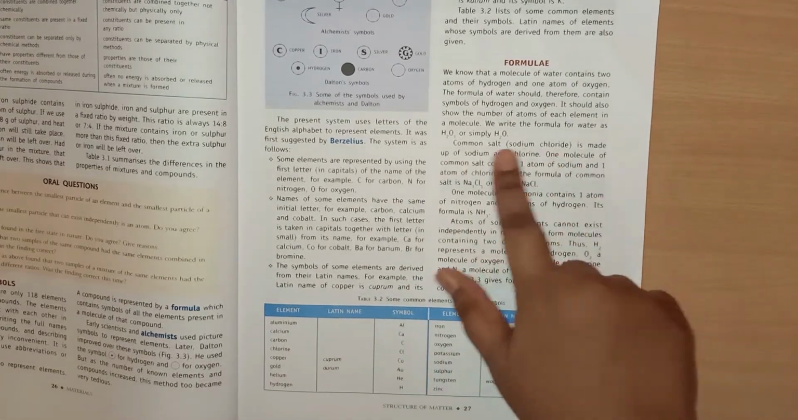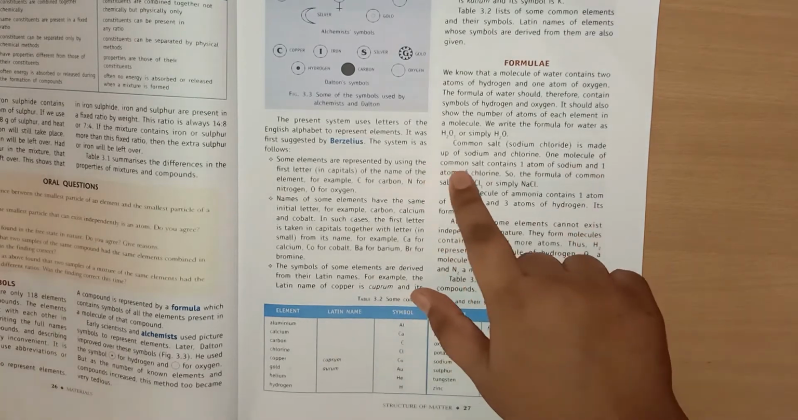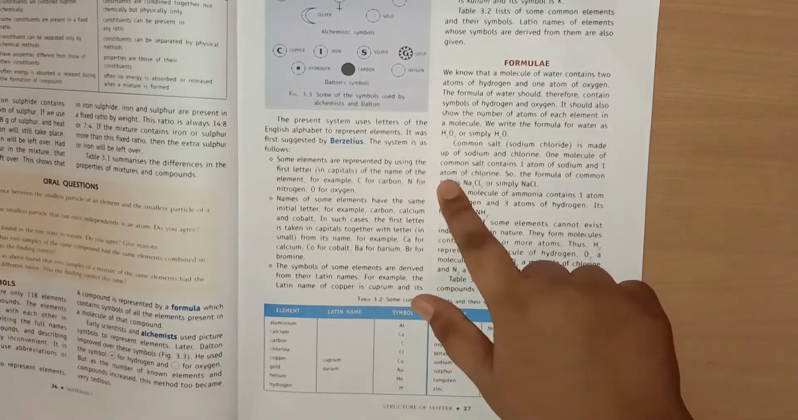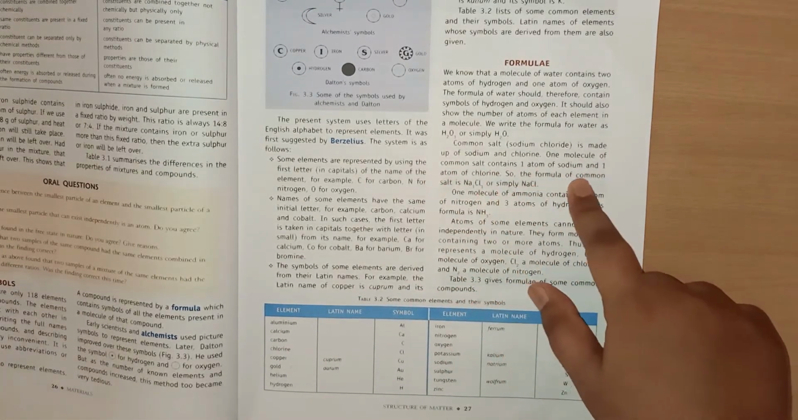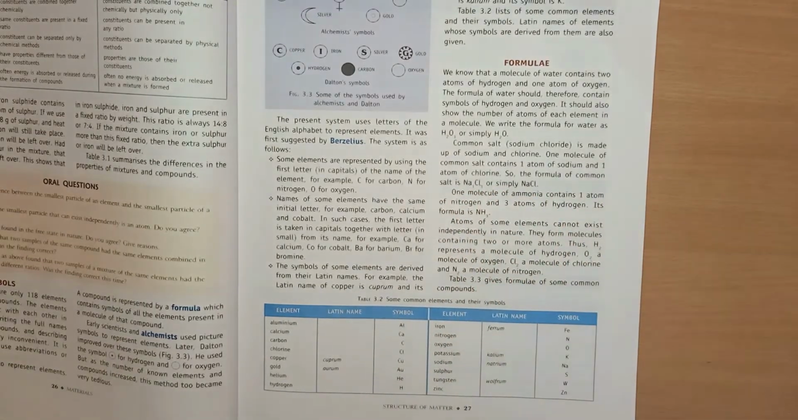Common salt is made up of sodium and chlorine. One molecule of common salt contains 1 atom of sodium and 1 atom of chlorine. So the formula of common salt is Na1Cl1 or simply NaCl. So in common salt there is 1 atom of sodium and 1 atom of chlorine. So it would be written as Na1Cl1, or we can simply write it as NaCl.